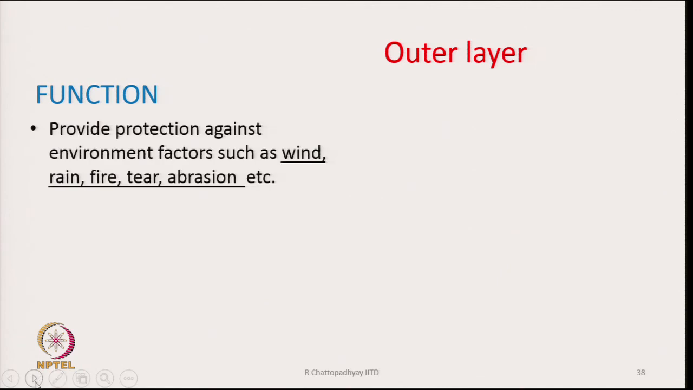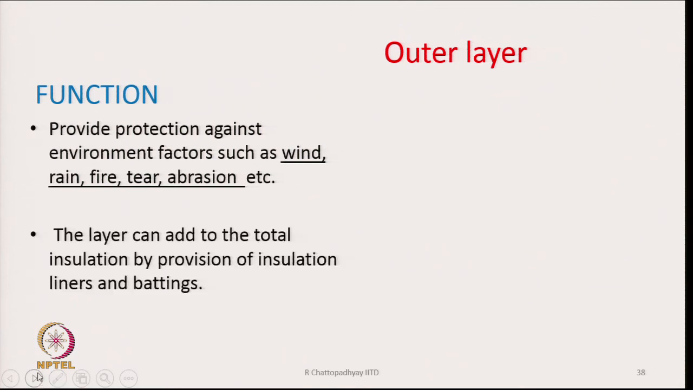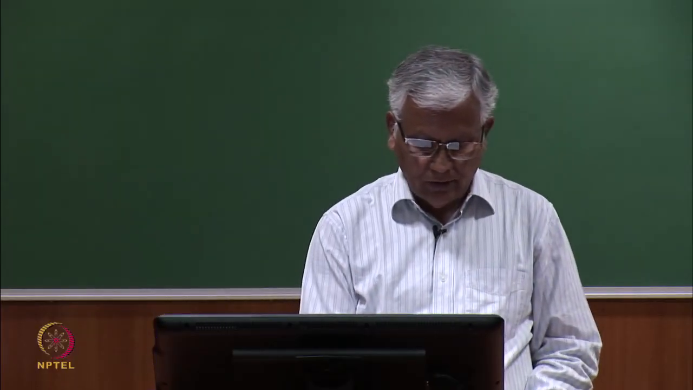Now, the last part is the outer layer. The function of the outer layer is to provide protection against environmental factors such as wind, rain, fire, tear, abrasion, etc. So, you have to take care of all these aspects while thinking of designing the outer layer. The layer can add to the total insulation by provision of insulation liners and battings. So, it contributes to the total insulation value of the ensemble.